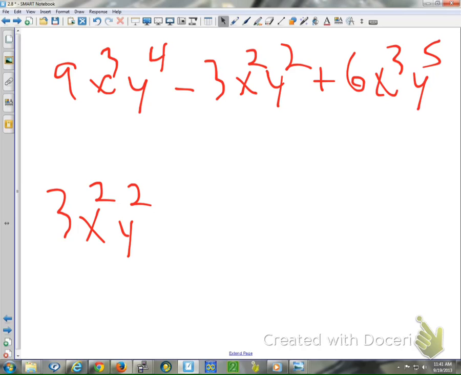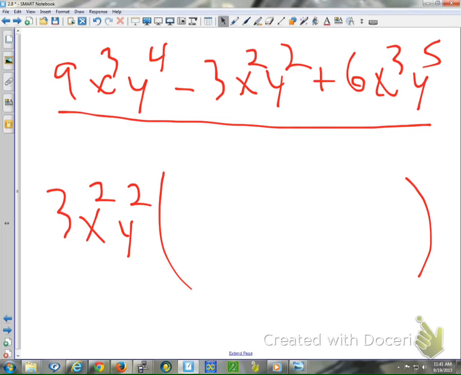That's factored. Now we have to multiply all 3 pieces by that. 3x squared y squared. Jared, did you ask if you could say it? Stephen, no, you can't. You've been saying stuff all day against my will. 3x squared y squared. It's just quiet, please. We're going to do it right now.